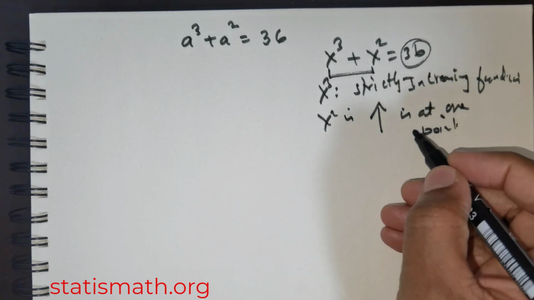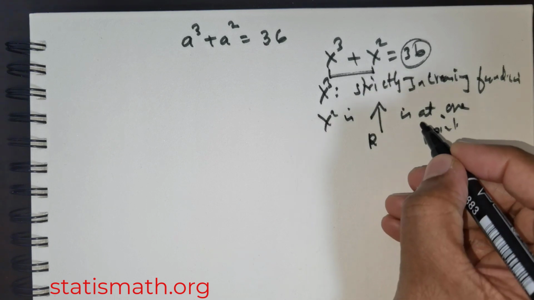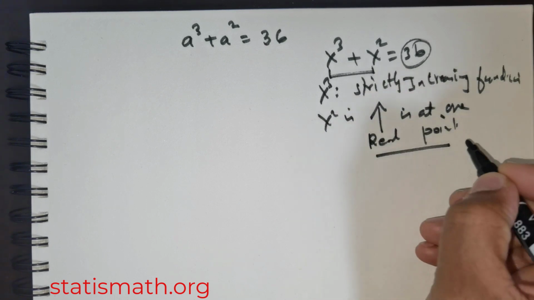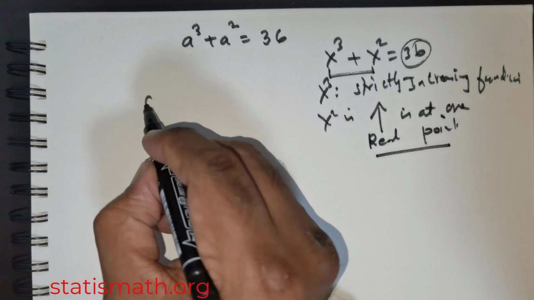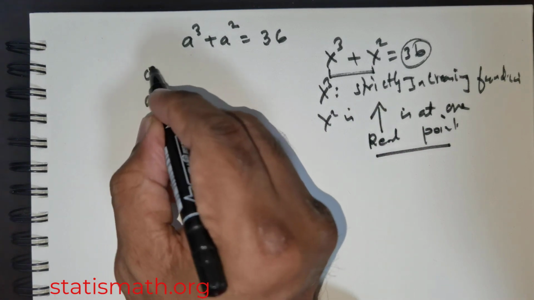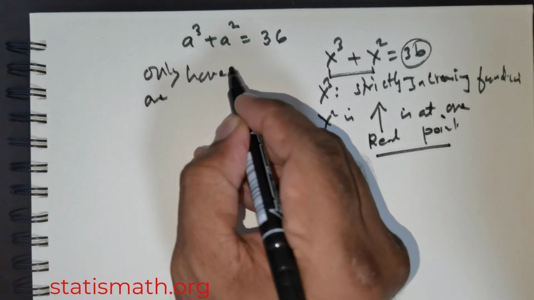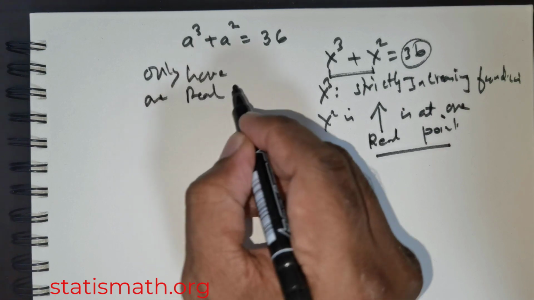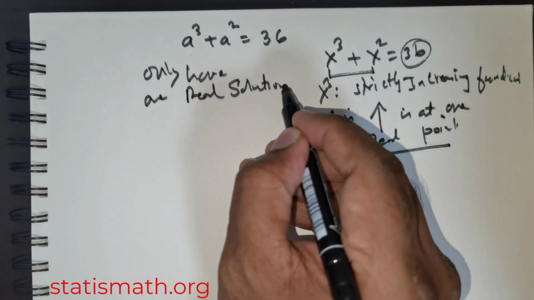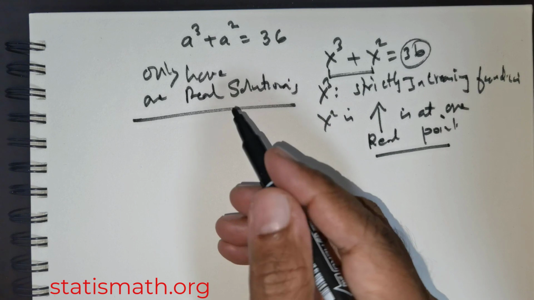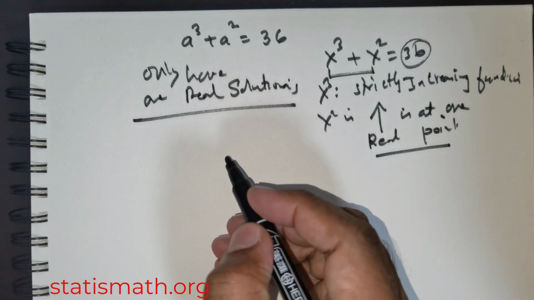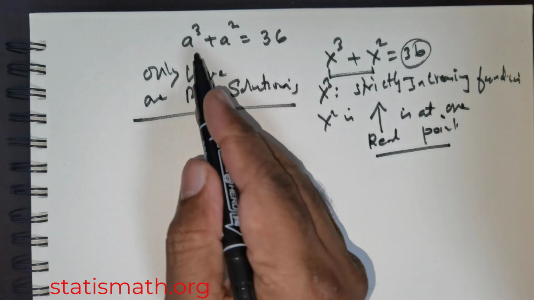So we can specify it as at one real point. So you only have one real solution. I have given you the reason why it only has one real solution. Now having mentioned this, let me go and solve this.